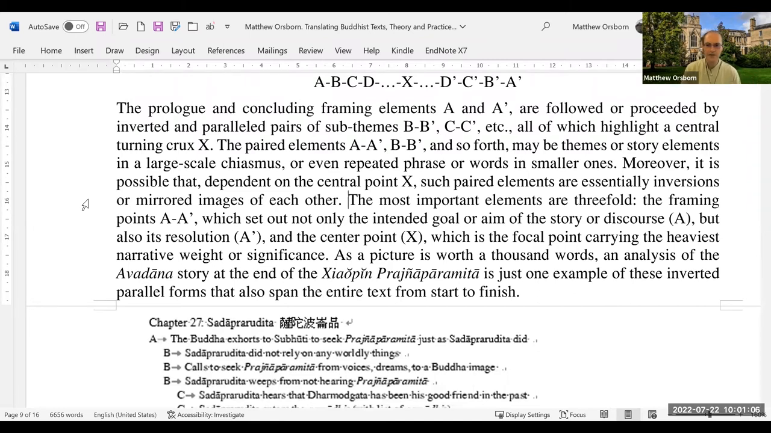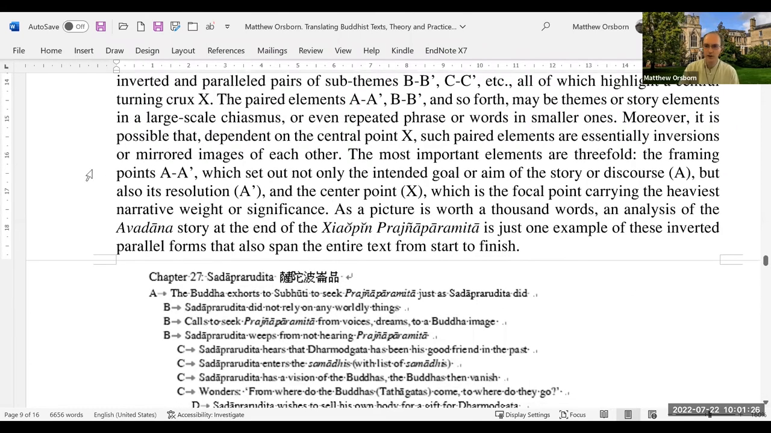The most important elements are threefold. The framing points A and A-prime, which set out not only the intended goal or aim of the story or discourse, but also its resolution. And the center point X, which is the focal point carrying the heaviest narrative weight or significance. Okay, now, as a picture is worth a thousand words, an analysis of the Avadana story at the end of the Shatasahasrika Prajnaparamita, the story about Sadaprarudita, is just one example of these inverted parallel forms that also span the entire text from start to finish.